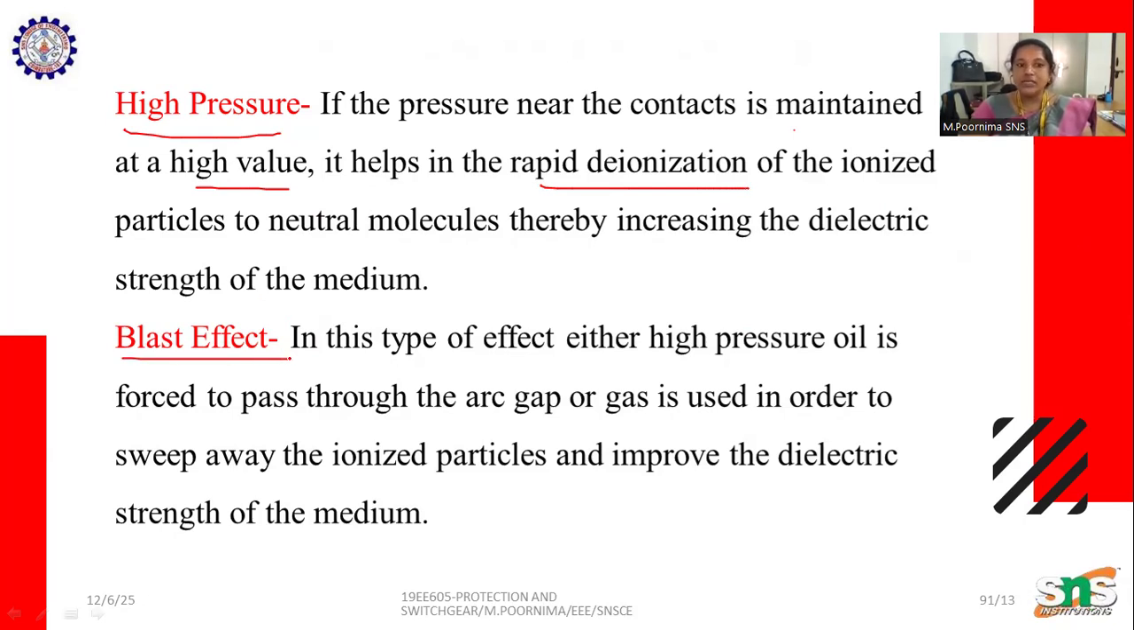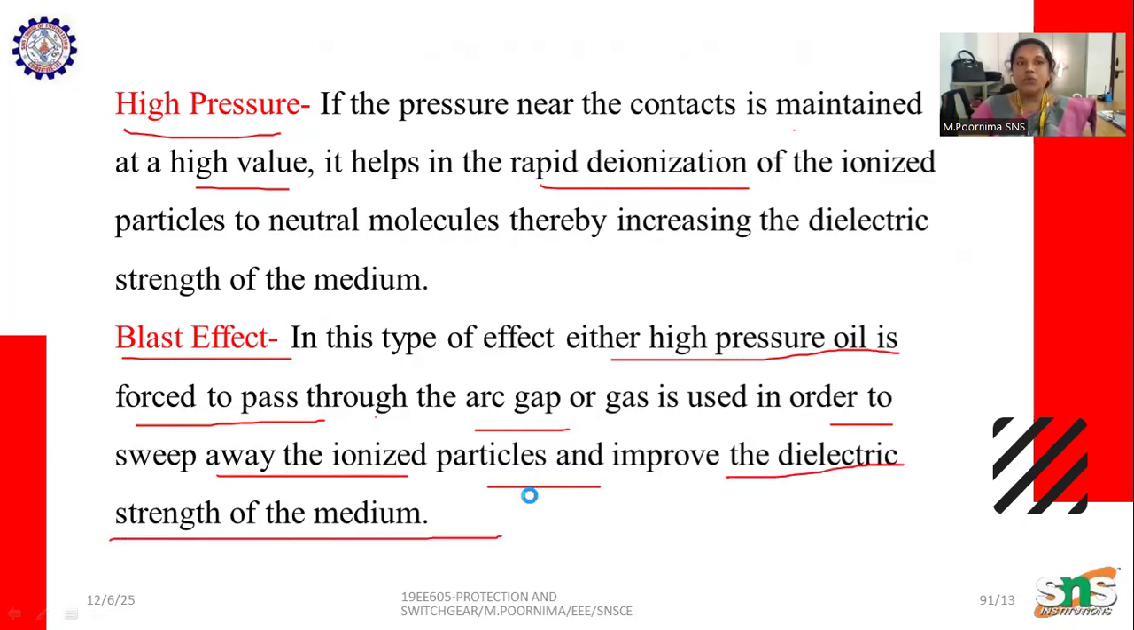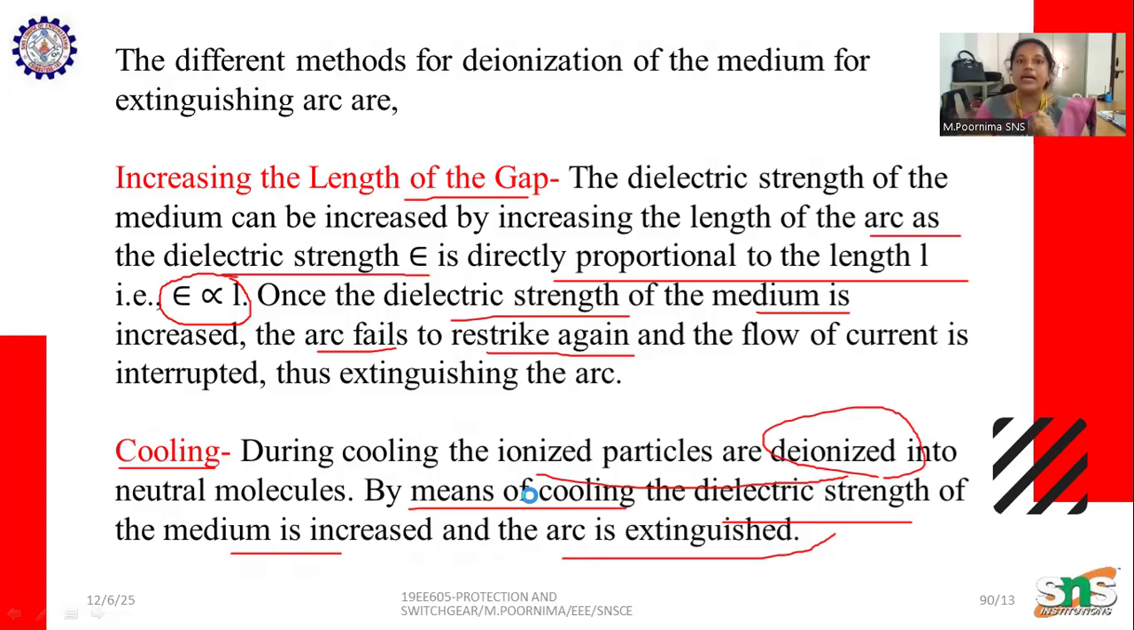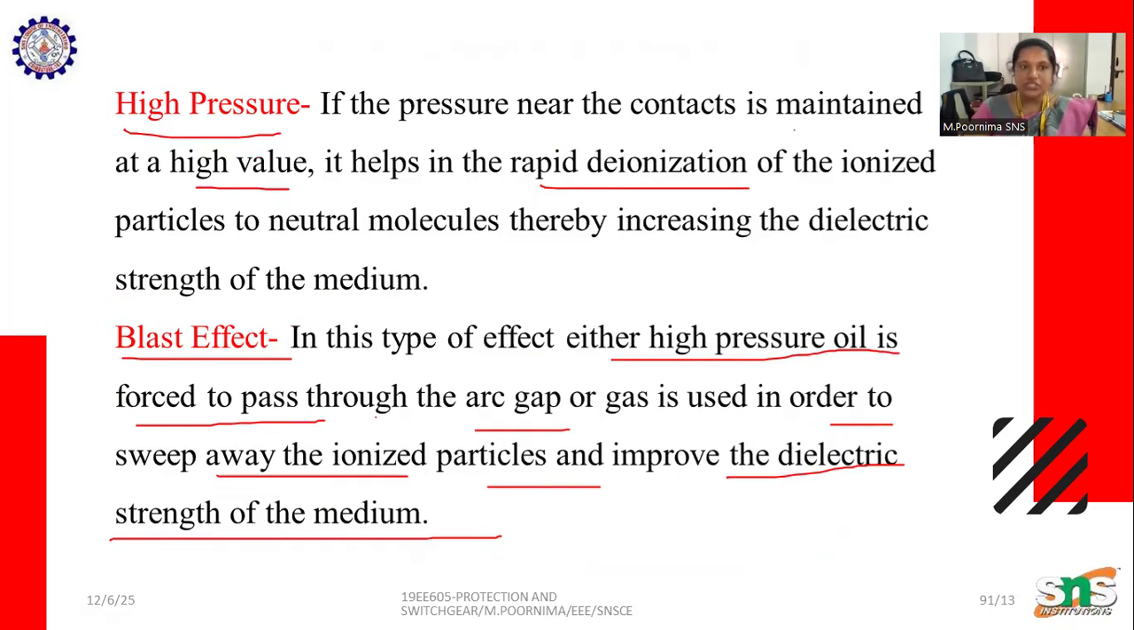The next one is the blast effect. In this type of effect, either high pressure oil is forced through an air gap, or gas is used, in order to sweep away the ionized particles and improve the dielectric strength of the medium. So we have four methods: increasing the length of the gap, cooling, high pressure, and blast.